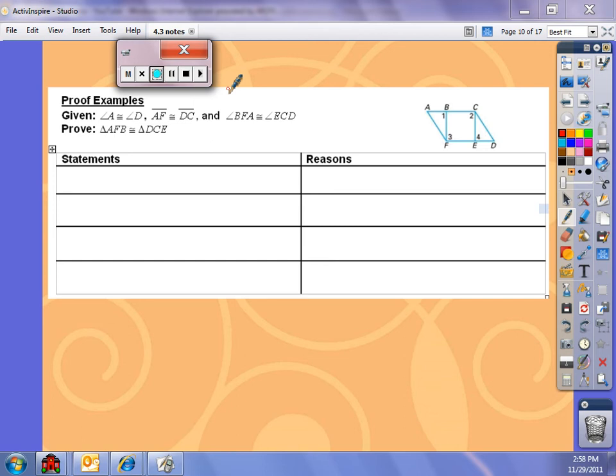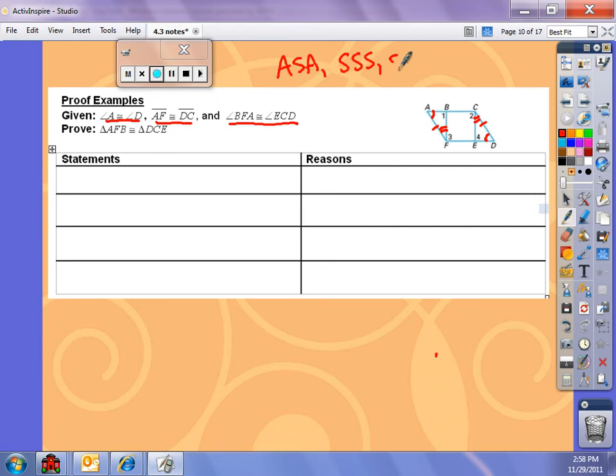All right, in this example, we were given several different bits of information. We are given that angle A is congruent to angle D. So I'm always going to mark it and see what I can find. I'm given that AF is congruent to DC, and I'm given that angle BFA is congruent to angle ECD. So we know that when we're trying to prove triangle proofs, we need to use one of our 5 theorems: angle, side, side, side, side, angle, side, angle, side, or hypotenuse, leg, which again, you have to have a right triangle for that one.